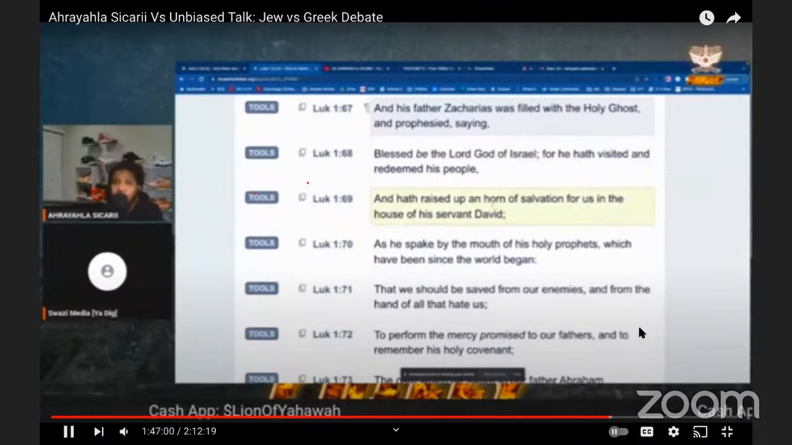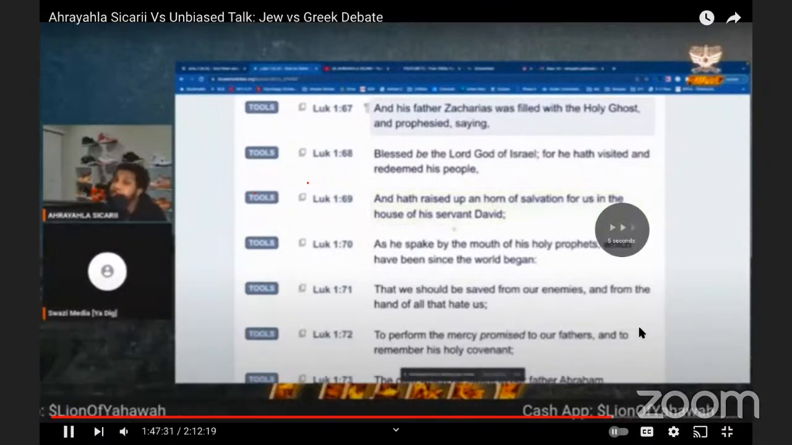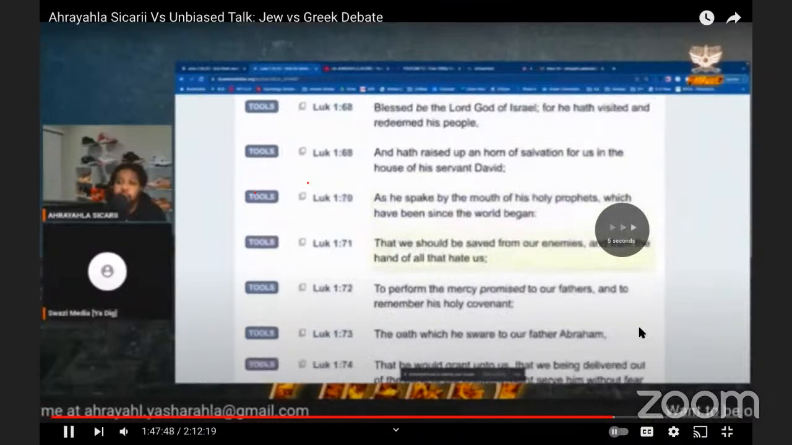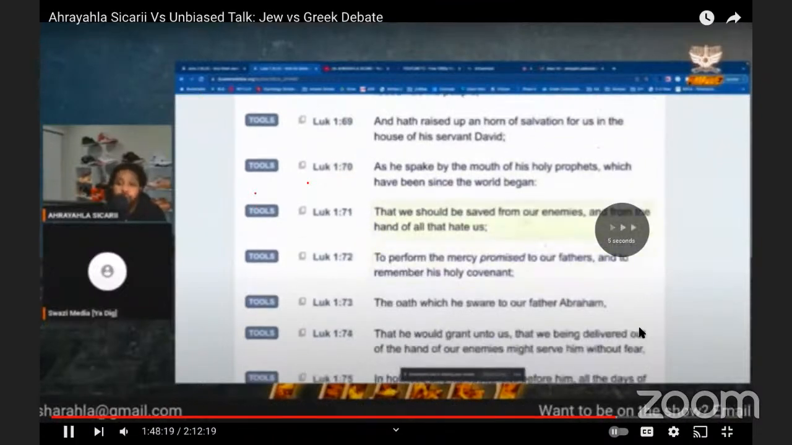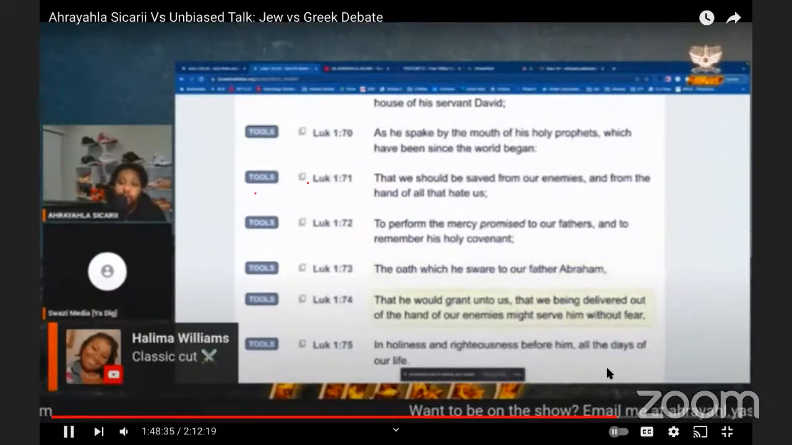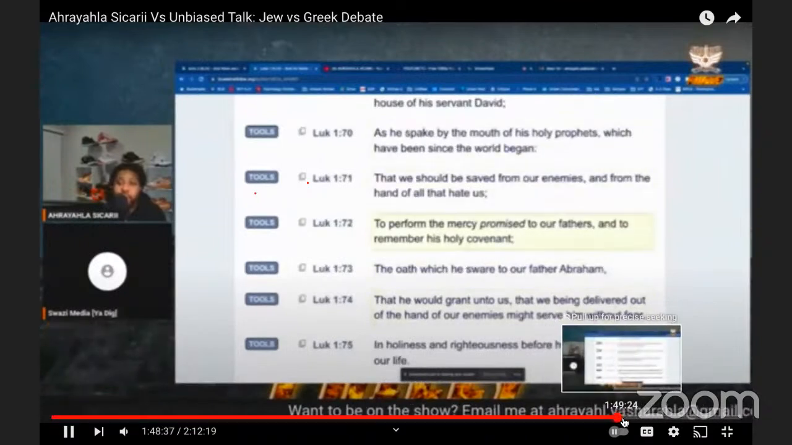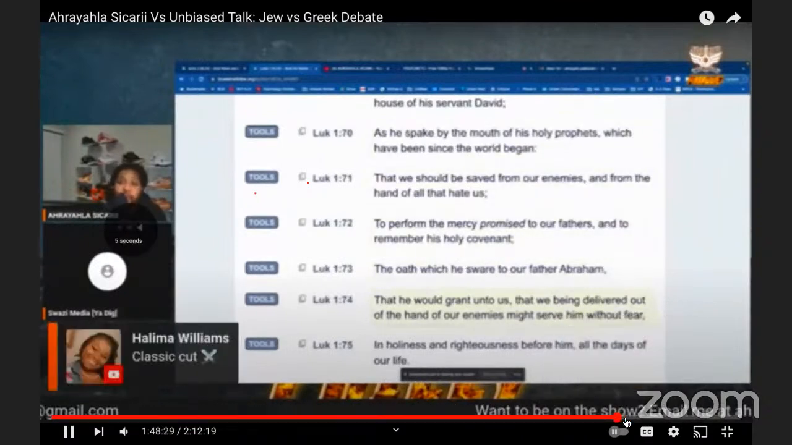Right, okay. That horn is that power, right? Peter attests to this. Verse 7, prophets have been promised. Might serve him without fear. That's right. So salvation is literally and biblically being delivered.